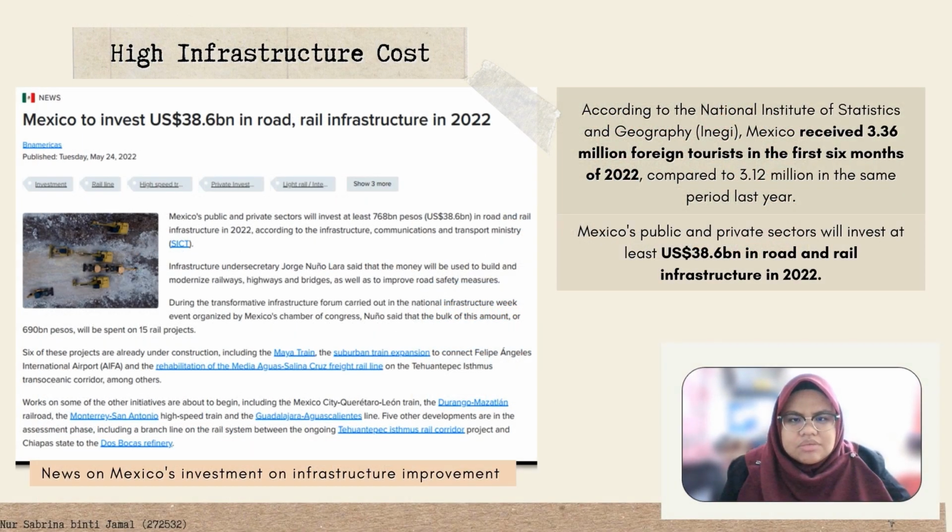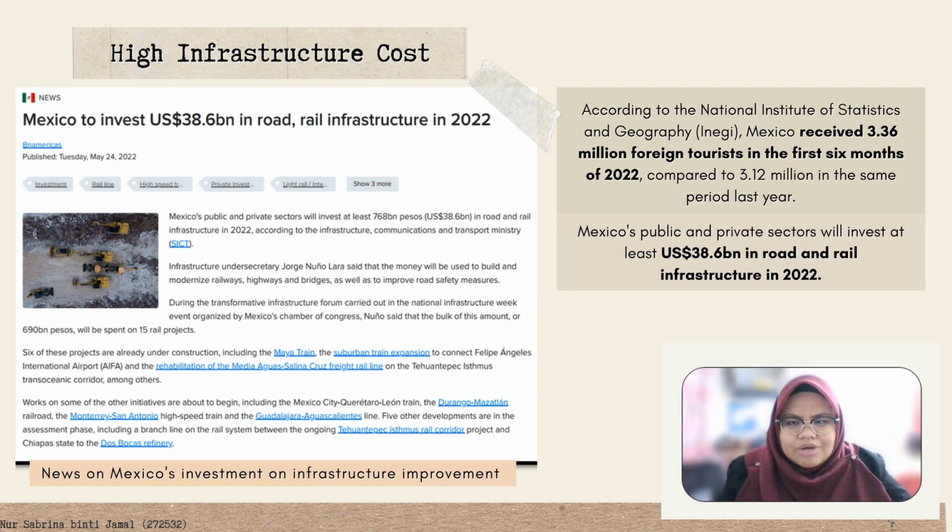According to the National Institute of Statistics and Geography, Mexico received 3.36 million foreign tourists in the first 6 months of 2022, compared to 3.12 million in the same period last year. In order to help encourage the growth of this sector, the government has committed public spending to upgrade infrastructure, and it is also making efforts to welcome foreign investment in a variety of areas linked to the tourism sector.